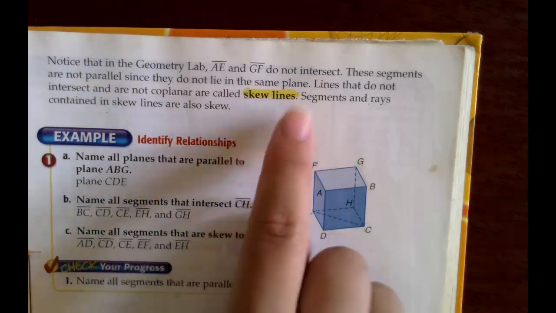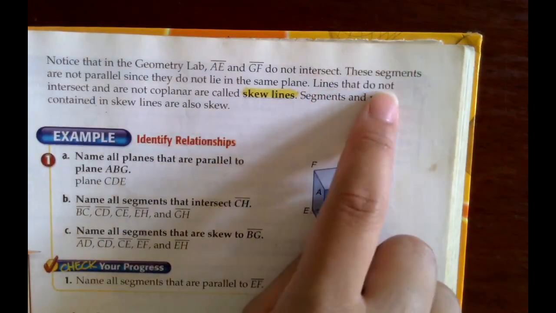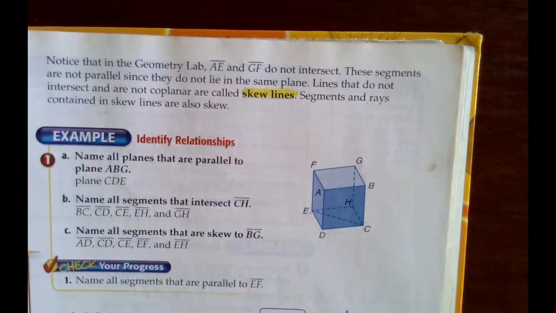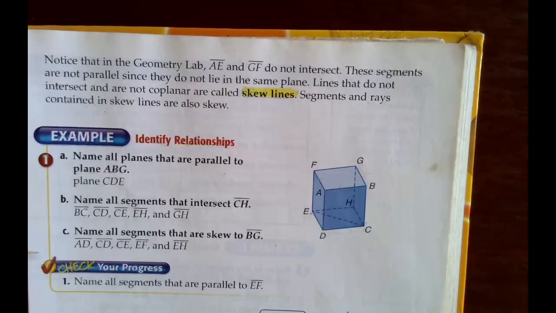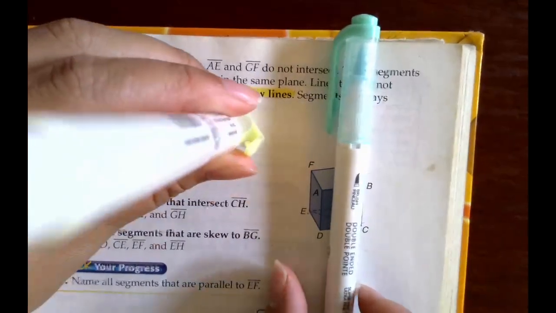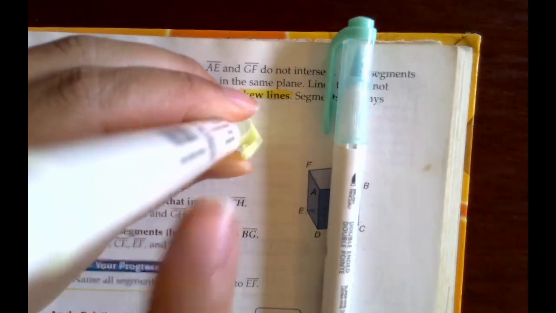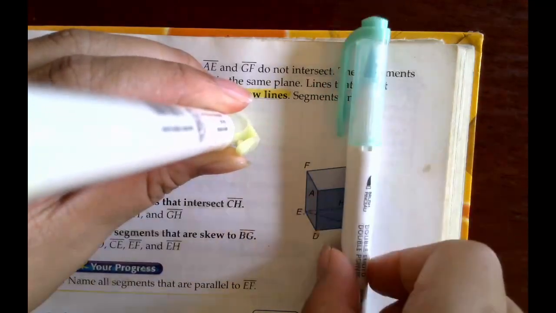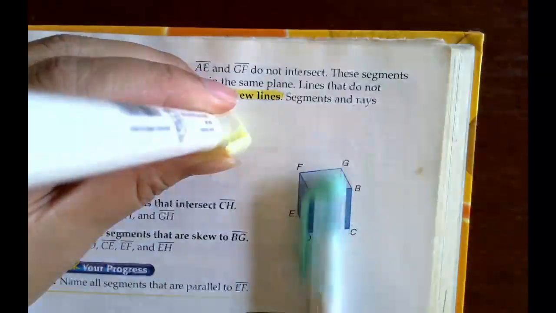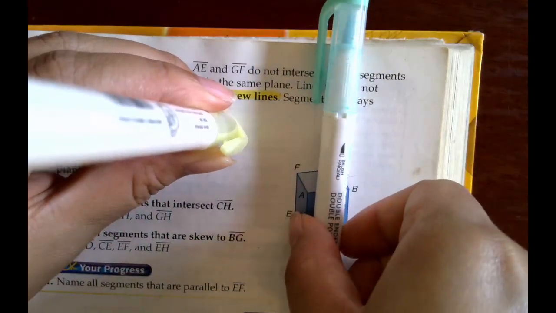And then the next one is skew. This one might be new to you, but skew lines also don't intersect. However, they are not on the same plane as each other. An example of skew lines would be like my yellow highlighter and my green highlighter. My yellow highlighter is just going straight up and down, and my green highlighter is horizontal here. They're not on the same plane. Even if they went on forever, they would still not ever intersect. But they're not on the same plane.